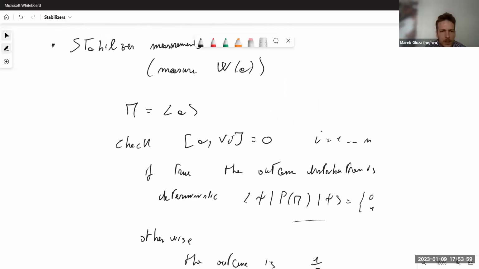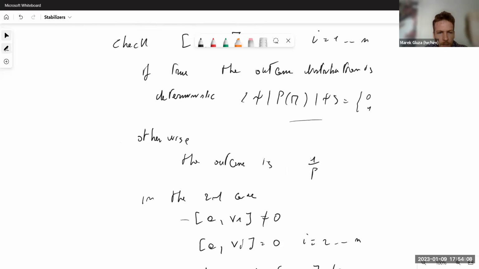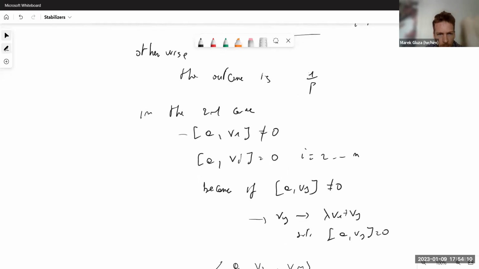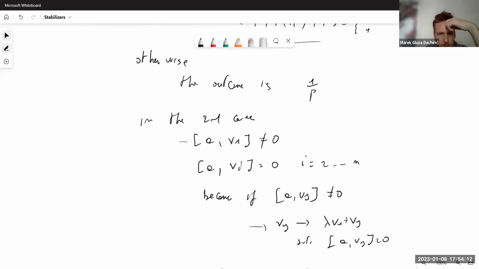Okay, so we are measuring the A, and if it's deterministic, there's no update. Then the outcome distribution is 1/P when it's not commuting with all of them, so when it's failing for at least one vector. So it will be a flat distribution, and then you said okay.